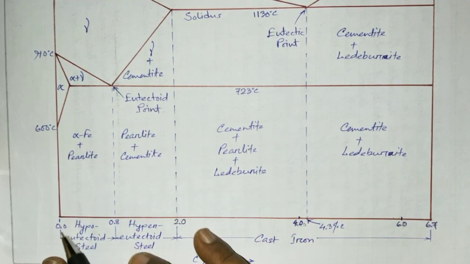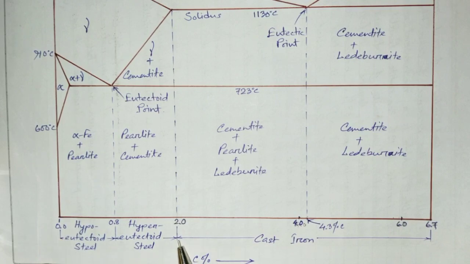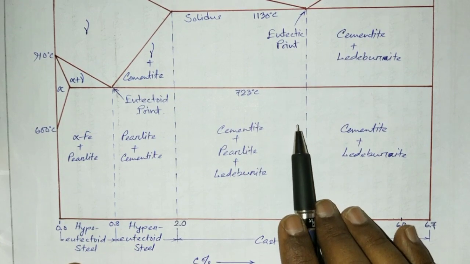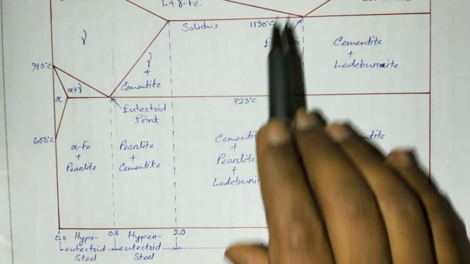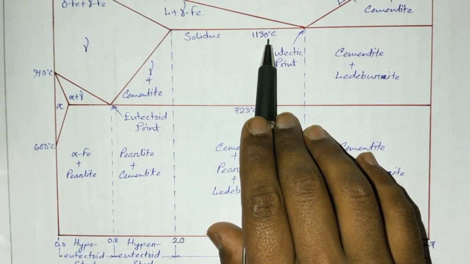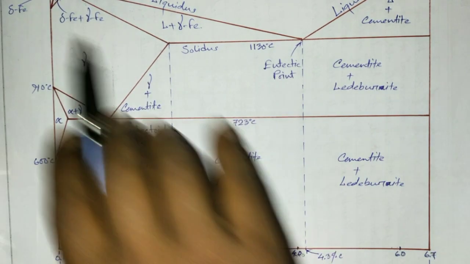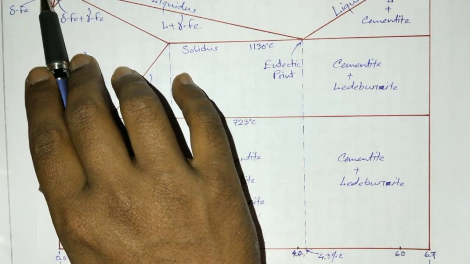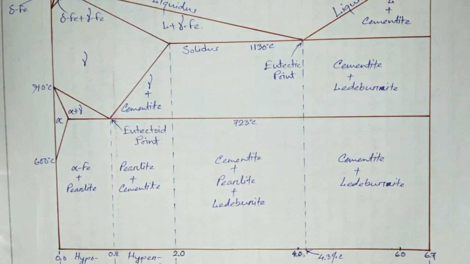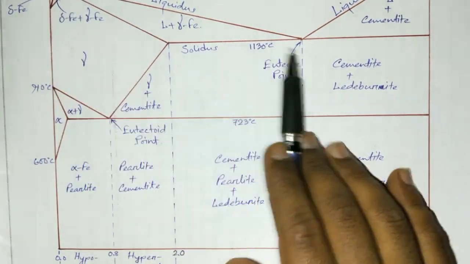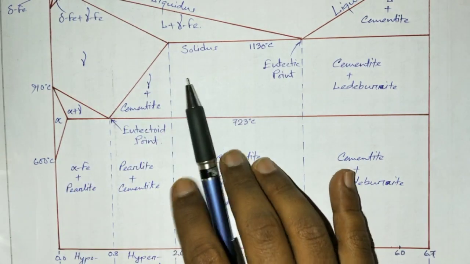Up to 2% we consider it steel, but as the percentage of carbon increases up to say 6.7%, we call it cast iron. The temperatures are very important and you must understand them. The eutectoid temperature is 723 degrees centigrade, the eutectic temperature is 1130 degrees centigrade, and the peritectic temperature is 1404 degrees centigrade. This is the melting point of iron, 1539 degrees centigrade, above which we get liquid iron. Now we will discuss the reactions that take place at these 3 points and what these 3 points are actually called.